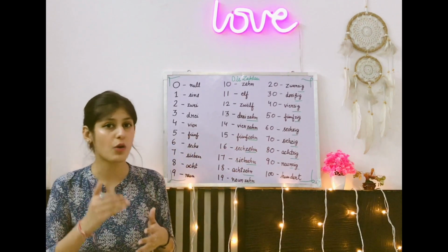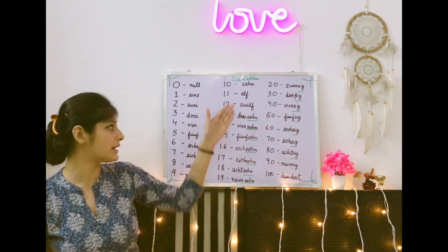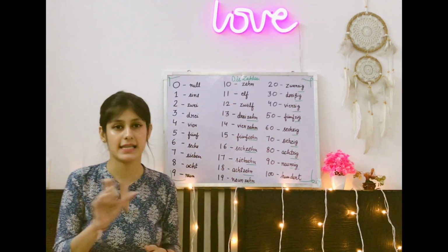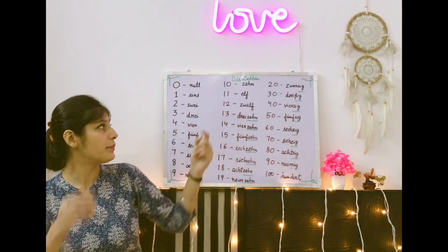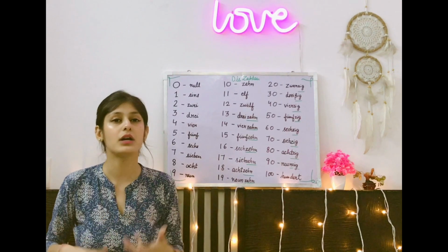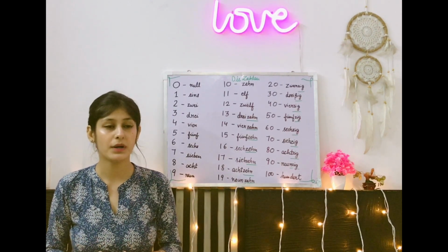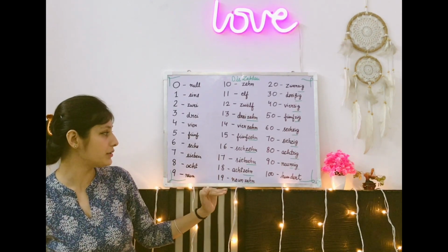So it's just the normal 1, 2, 3 counting. You will write it here, then you write zehn, zehn, zehn, zehn, except for 11 and 12 because it's elf und zwölf. So I hope till 19 it's clear to you.